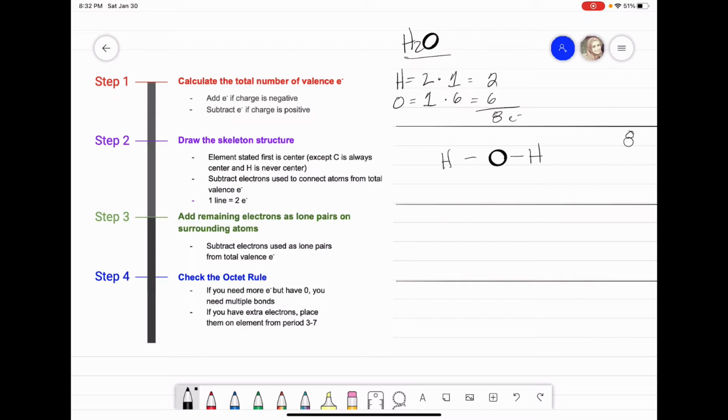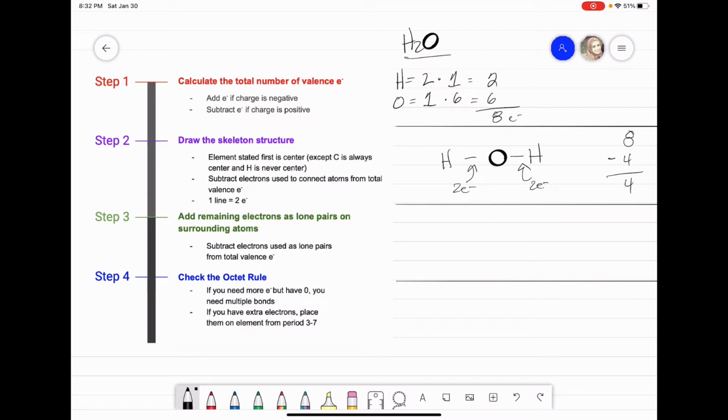And keep in mind that every line represents 2 electrons. So I have 8 total, and I just used up 4 because I have 2 lines. So just remember that each line, this is 2 electrons here, and that's 2 electrons there. So I just used up 4. So now I have 4 electrons left.